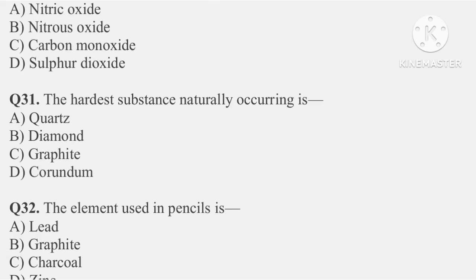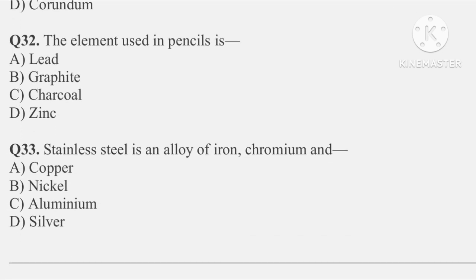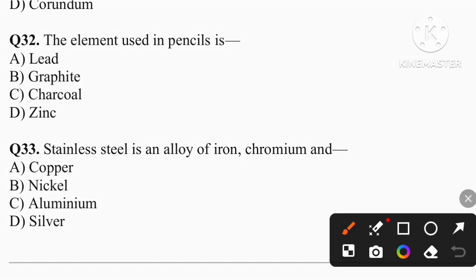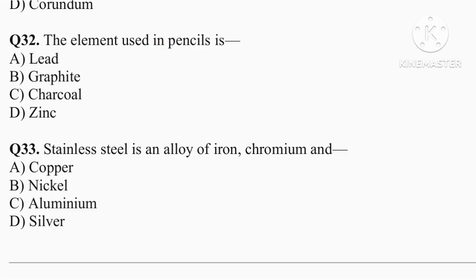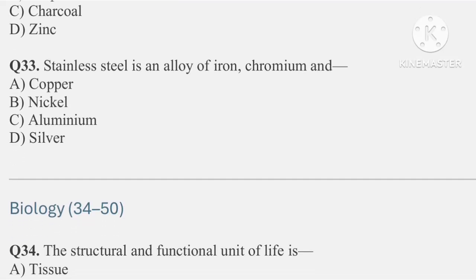Question number 31, the hardest substance naturally occurring is. I think you know this answer or you must know. So comment this answer in the comment box. Question number 32. The element used in pencil is. So the answer is option B, that is graphite. Question number 33. Stainless steel is an alloy of iron, chromium, and. So the answer is option B, that is nickel.